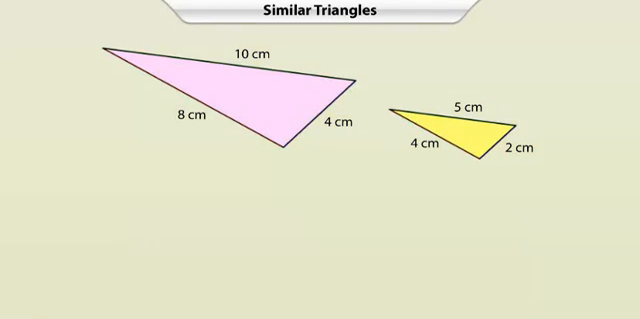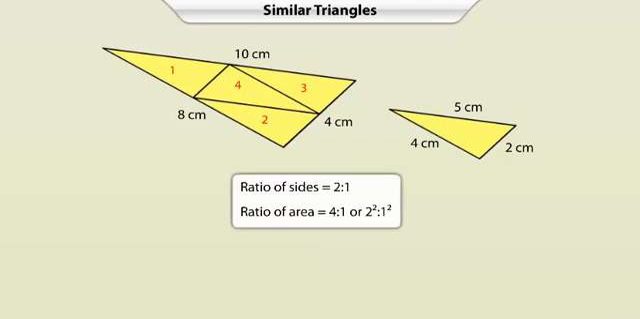Now, let's see how many of the smaller triangles we can fit into the larger triangle. Do you think we'll be able to completely cover the larger triangle? You will see that we can fit 4 of the smaller triangles into the larger triangle to cover it completely. This means that the area of the larger triangle is 4 times the area of the smaller triangle.